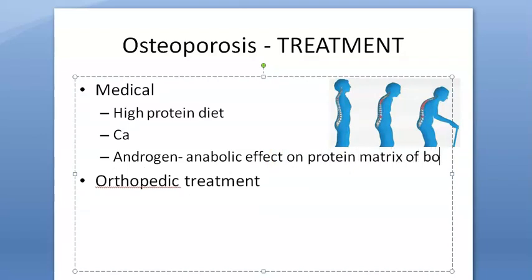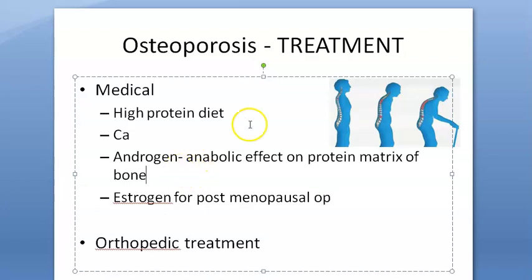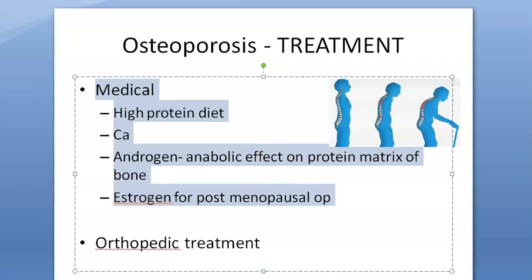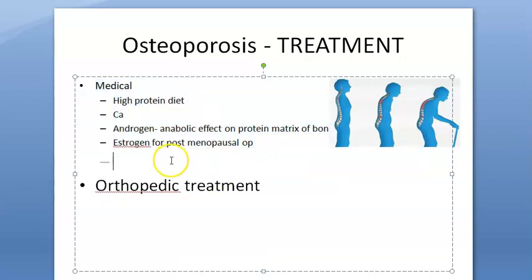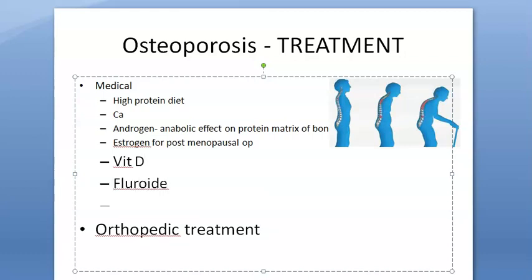Then estrogen. You must have heard of all this hormone replacement therapy, right? For postmenopausal osteoporosis. Androgen, I'm guessing they are talking about for males. Then when they give calcium, they should give vitamin D also, obviously. Fluoride they will give. Some amount of fluoride is good, not excess amount. But they are still thinking about it. The more excess fluoride you give, the worse it is. That also you should remember.